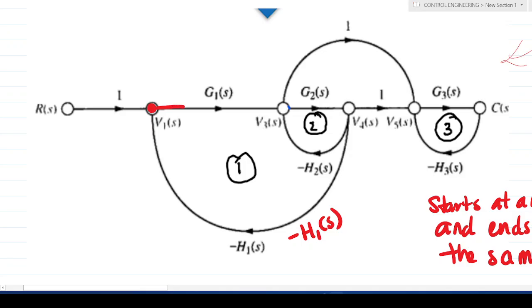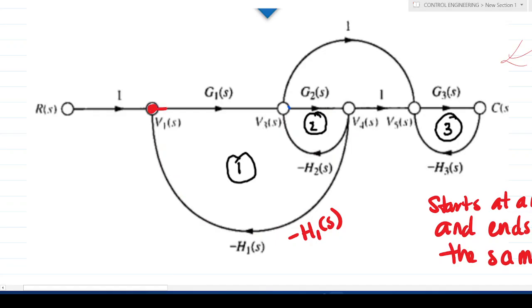This was the first one, G1, G2 times minus H1. The second was G2 times minus H2. We can see that these two loops intersect with each other at this point. So therefore they are touching each other. So this is not the correct answer. Now let's check two other loops again.